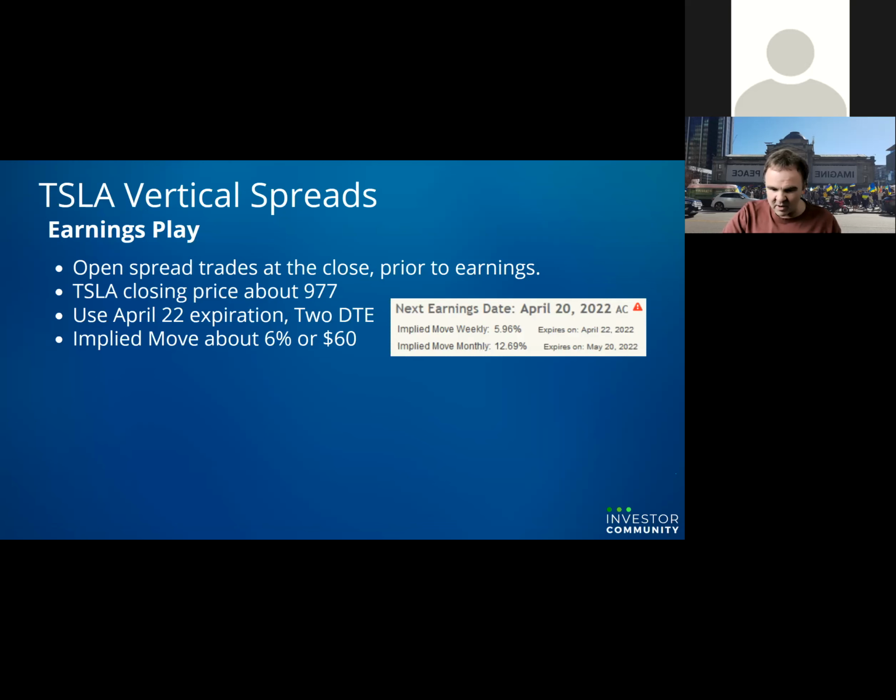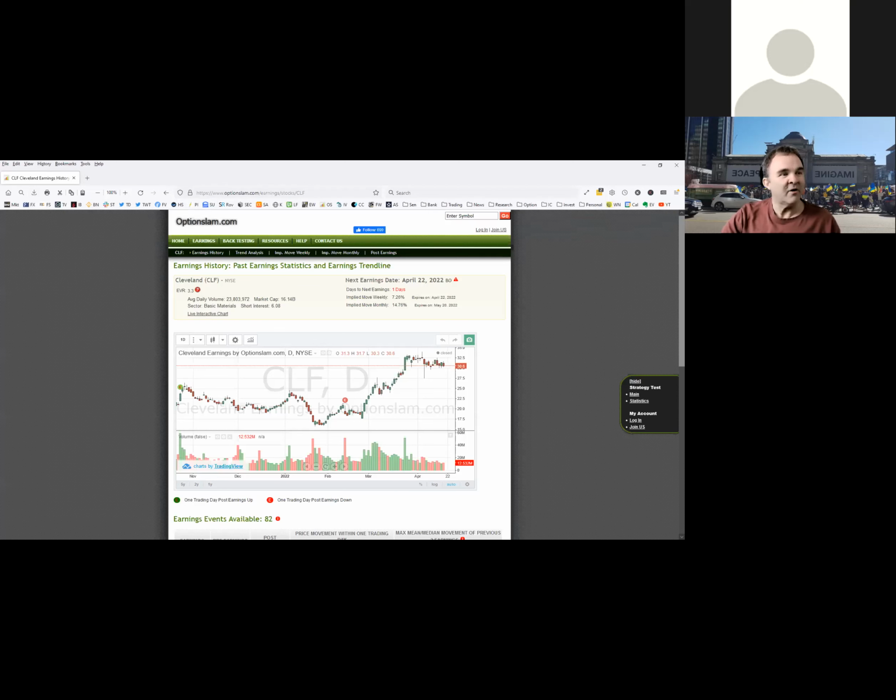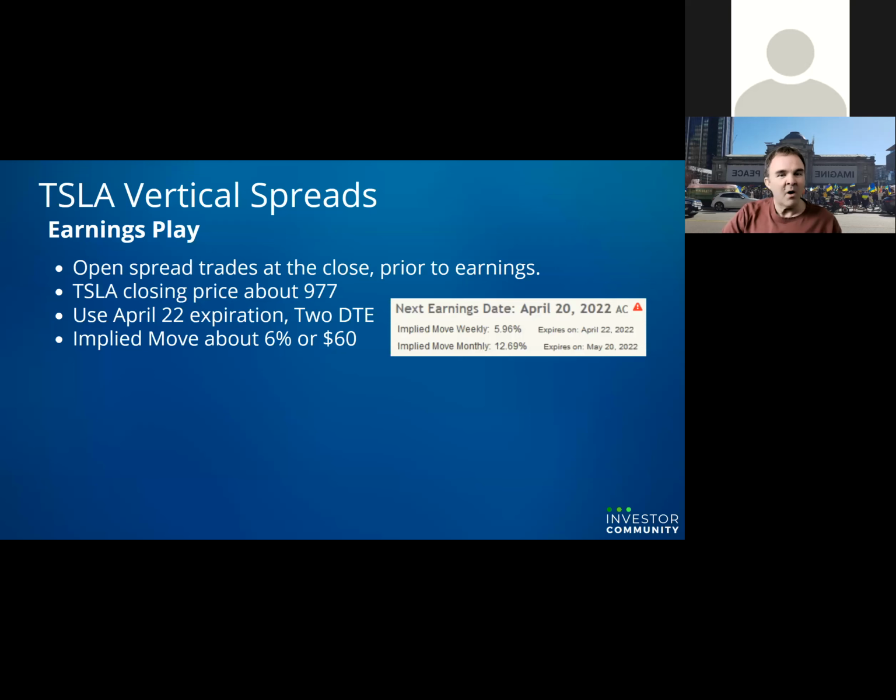And that website, if you want to just jot this down, is not coming up for me here. Sorry. Here we go. Here's that website. You see optionslam.com, and you just put your ticker symbol in up at the top right, and it gives you the information you need. Right now we've got Cleveland Cliffs in there. We're going to look at that a little later, actually. So hopefully that makes sense.